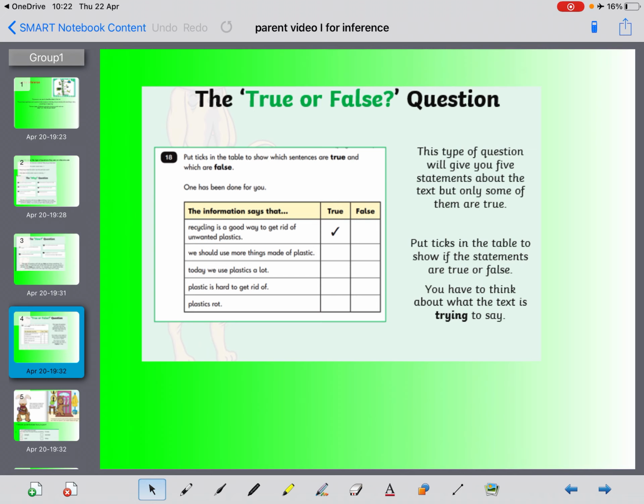The true or false question. This type of question will give you 5 statements about the text, but only some of them are true. Put ticks in the table to show if the statements are true or false. You have to think about what the text is trying to say.